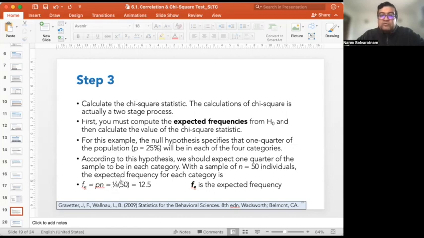So 1/4 of the total n of 50 is 12.5, right? You understand that, right? So you have a sample that is 50, and for one category you are expecting 25%, which means 1/4 of 50, which is equal to 12.5. That is your expected frequency.